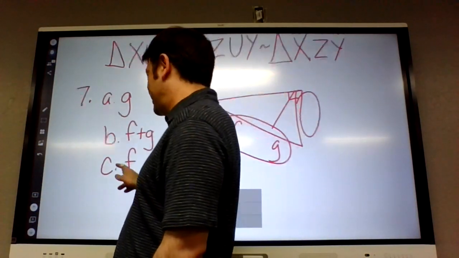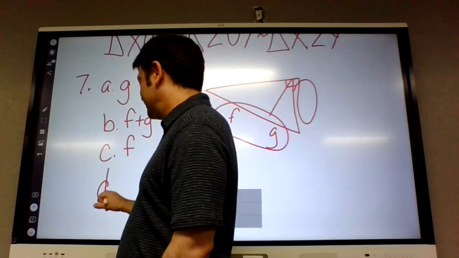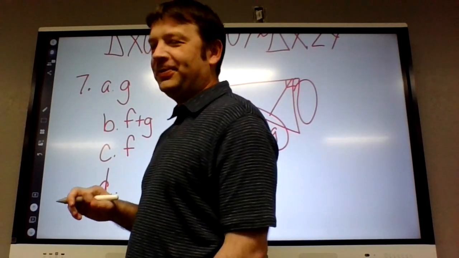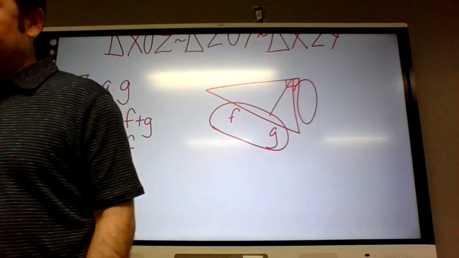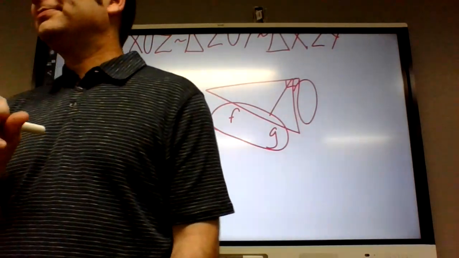Corey, you're cheating. I saw that. She said it's F. You ruined it. You were doing good. And she said, it's F.